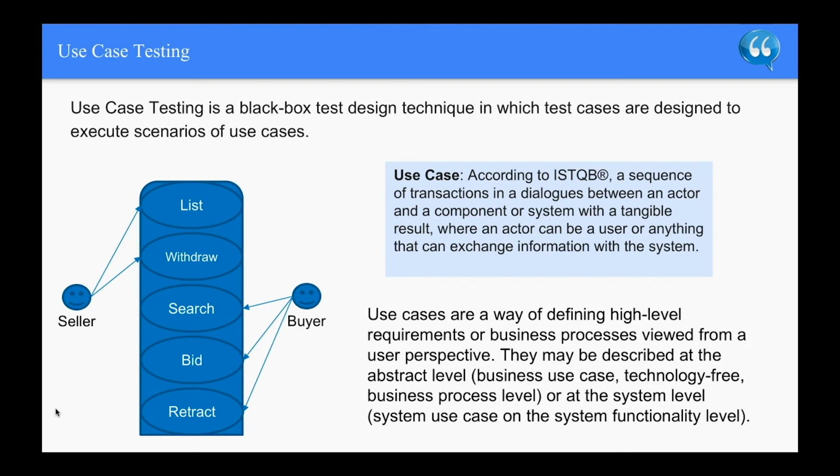So use cases are a way of defining high-level requirements or business processes viewed from a user perspective. They may be described at the abstract level, the business use case, a technology-free business process level, or at the system level, the system use case, on the system functionality level.